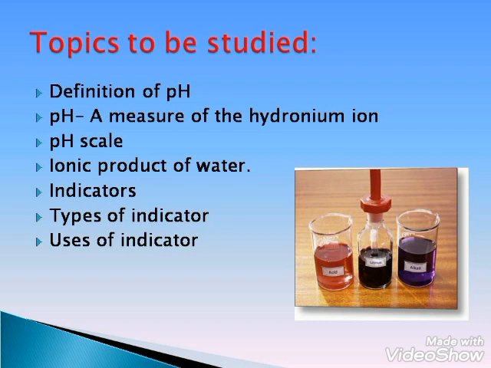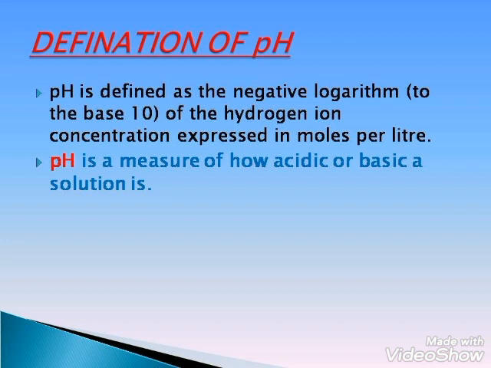First, we are going to discuss the definition of pH. What is pH? pH is a measure of the hydronium ion concentration of a solution. We are going to discuss the pH scale, the ionic product of water, indicators and various different types of indicators. And finally, we are going to discuss the uses of indicators.